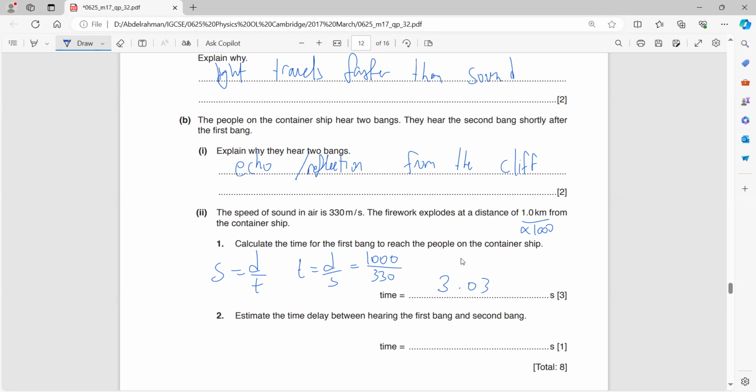Estimate the time delay between hearing the first bang and the second bang. I heard the first bang after 3.03 seconds. The second bang most probably would take double the time. Double the time, so if you say 6.06, that's right. It is right because it's double the time.